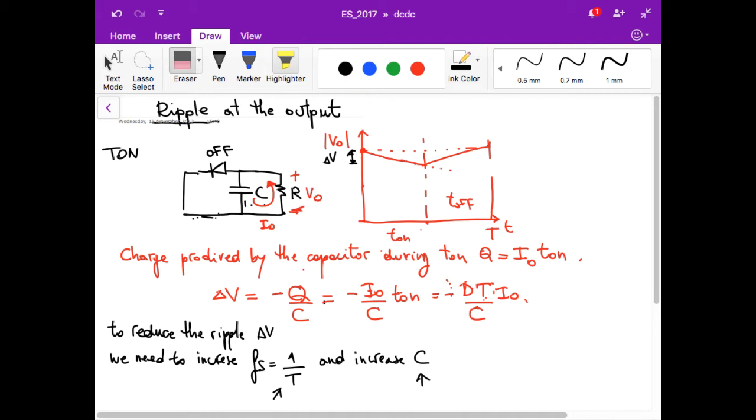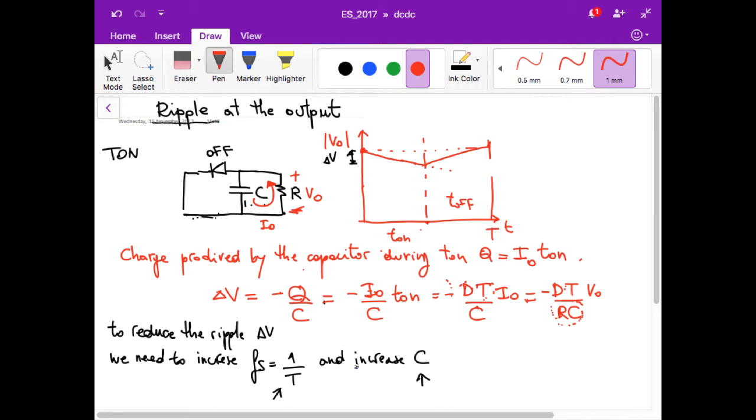Sometimes this IO is given in terms of VO, and can be written as VO over R, but it's much less important. If we write IO as VO over R, we have something like a ratio of T and RC times the duty cycle, which is always between 0 and 1, times VO. So again, we need to make the time constant RC as large as possible with respect to the switching period. But it's the same as what we have written here.